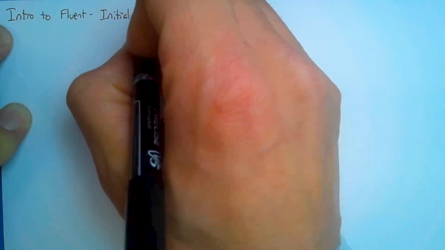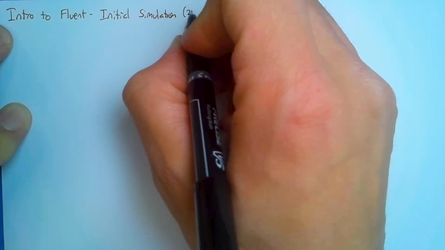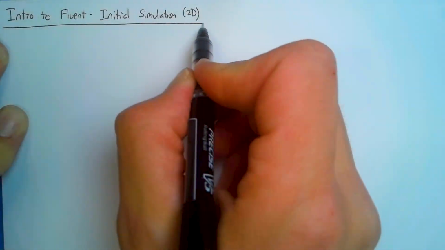In this video, we're going to be setting up a basic simulation in ANSYS Fluent. And to do that, we need to start off with four things. First off, we need to define the geometry.